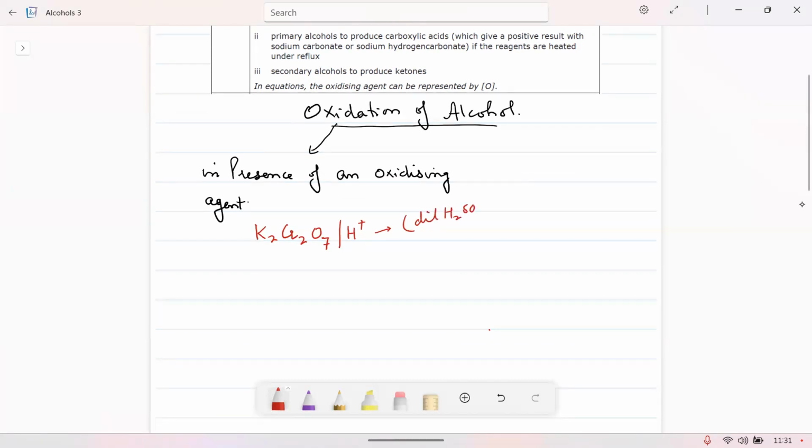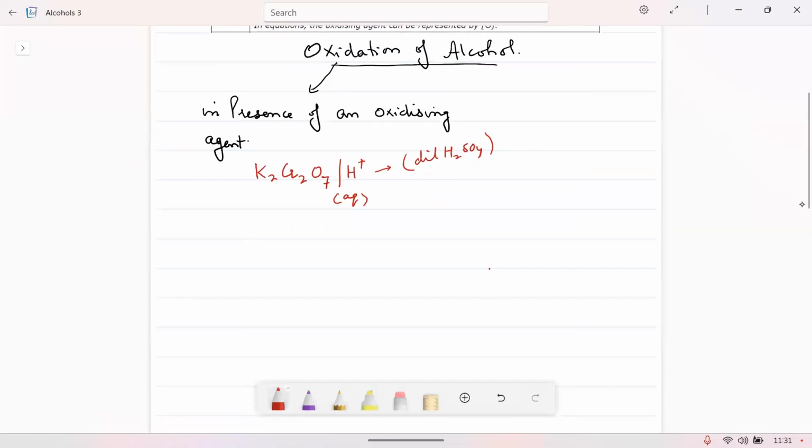So when you are making a solution of potassium dichromate, you add some amount of dilute sulfuric acid, so that makes it acidic. Now, this is going to behave as an oxidizing agent. We already know what an oxidizing agent is. Oxidizing agents are substances that oxidize other substances and themselves get reduced. So they will be reduced.